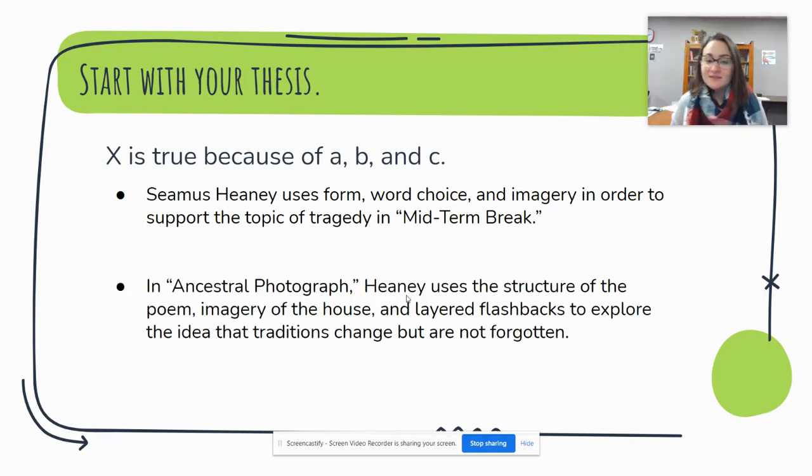Another option. In ancestral photograph, Heaney uses the structure of the poem, A, imagery of the house, B, and layered flashbacks, C, to explore what? X is true, to explore the idea that traditions change but are not forgotten. Clearly, one of these is better than the other. First one, major meh. Form, what about form? Word choice, what about the word choice? And then, in order to support the topic of tragedy, what about tragedy?